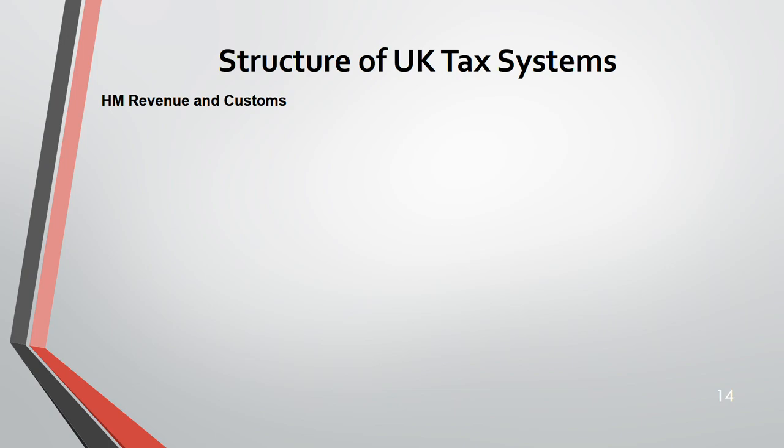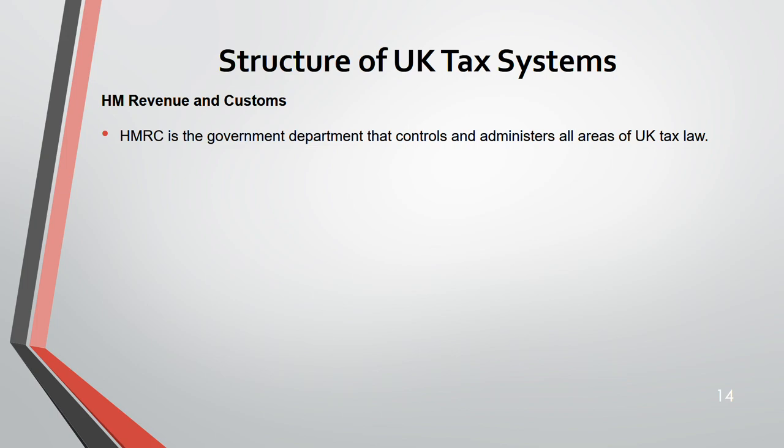Structure of the UK tax system. Okay, in the UK tax system, the body responsible for all the regulations is HMRC, HM Revenue and Customs. Okay, HMRC is the government department that controls and administers all areas of UK tax law. Anything to do with UK tax is HMRC. You will see this name.